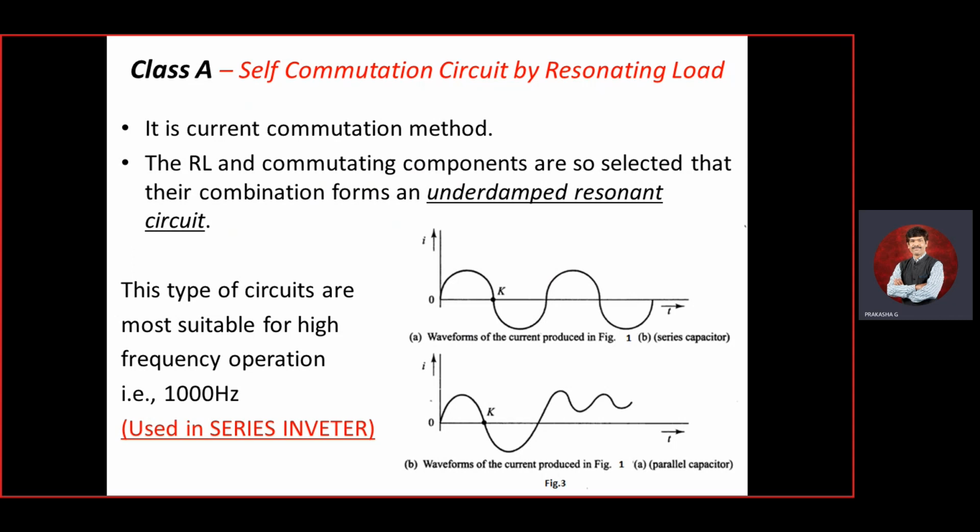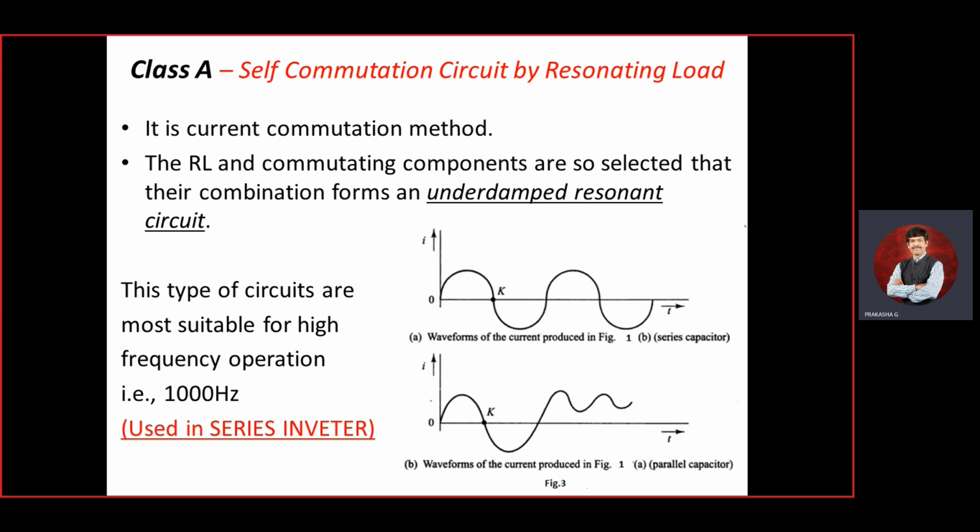Why class A? Why not class B? Because we need high frequency operations. This type of circuit is most suitable for high frequency operations, in the range of kilohertz. You might have observed in your lab, you were given 50 hertz, 100 hertz, 200 hertz. Even for a clipping circuit, we gave 1 kilohertz. So whenever a higher frequency range is required, we use the class A commutation method.